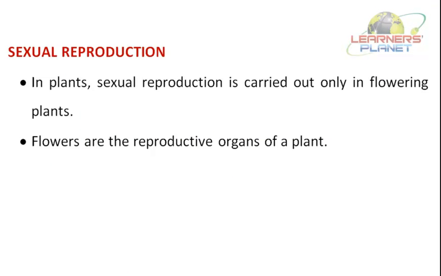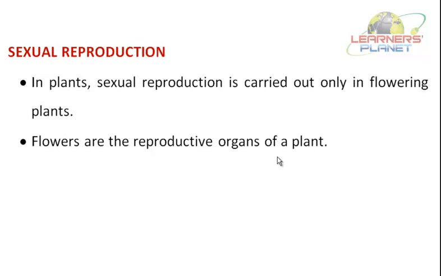Yes students, sexual reproduction. In plants, sexual reproduction is carried out only in flowering plants, where flowers are the reproductive organs of a plant. So remember students that sexual reproduction involves creation of a new individual, which is produced by combining features or genes from two parents. Sexual reproduction in plants occurs through the medium of flowers.